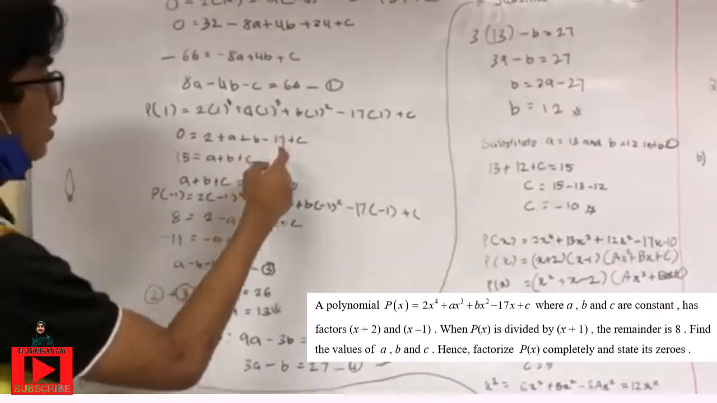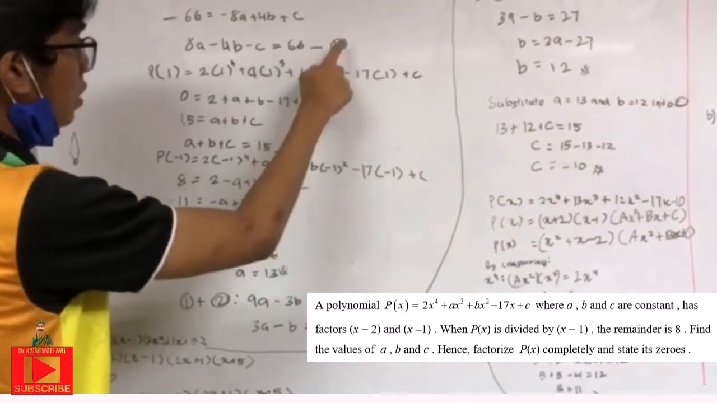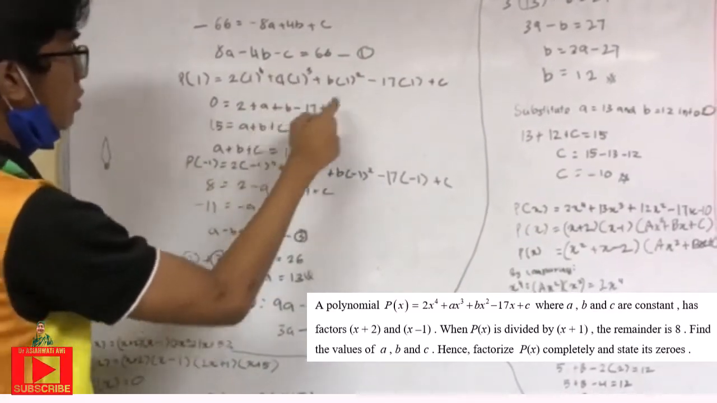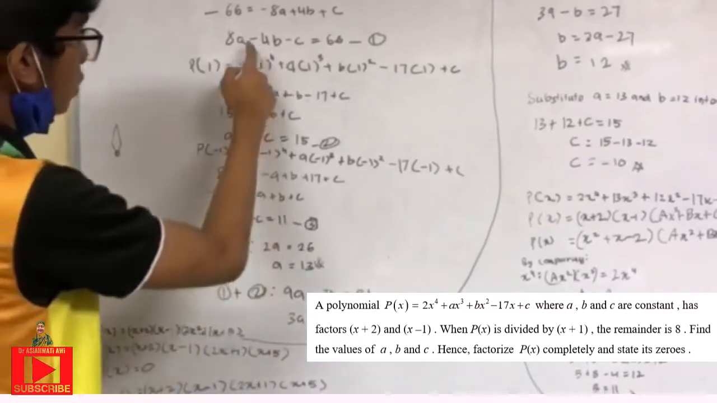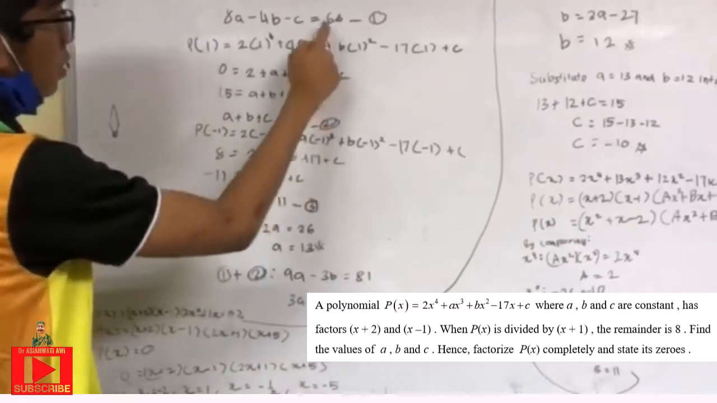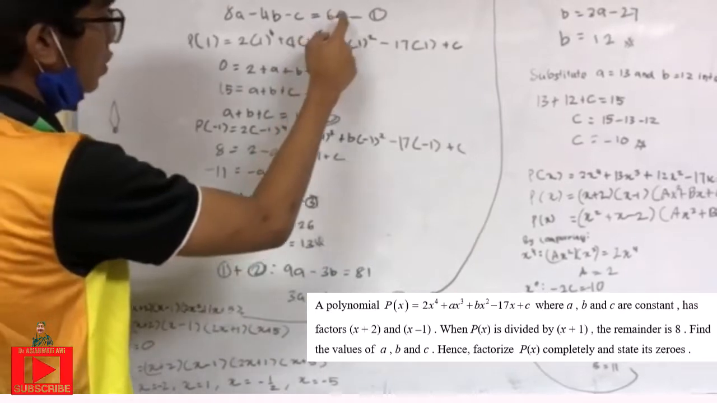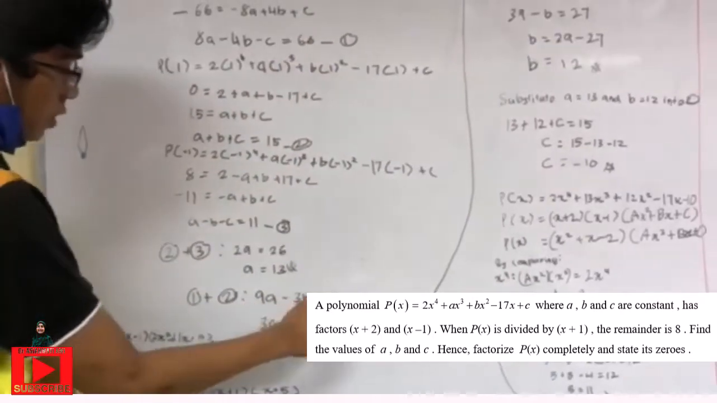So daripada sini kita tengok equation 1 dengan equation 2, kalau kita ambil 1 plus 2, yang C ni kita boleh eliminate. Macam ni 8A plus A dapat 9A. Negative 4B plus B dapat negative 3B. Negative C plus C 0. 66 plus 15 81. Okay, so kita dapat dah third equation ni.